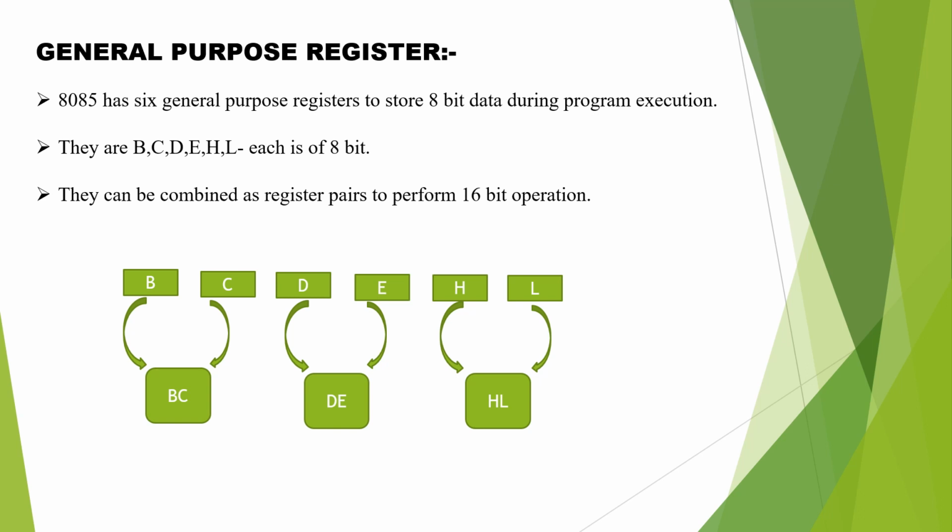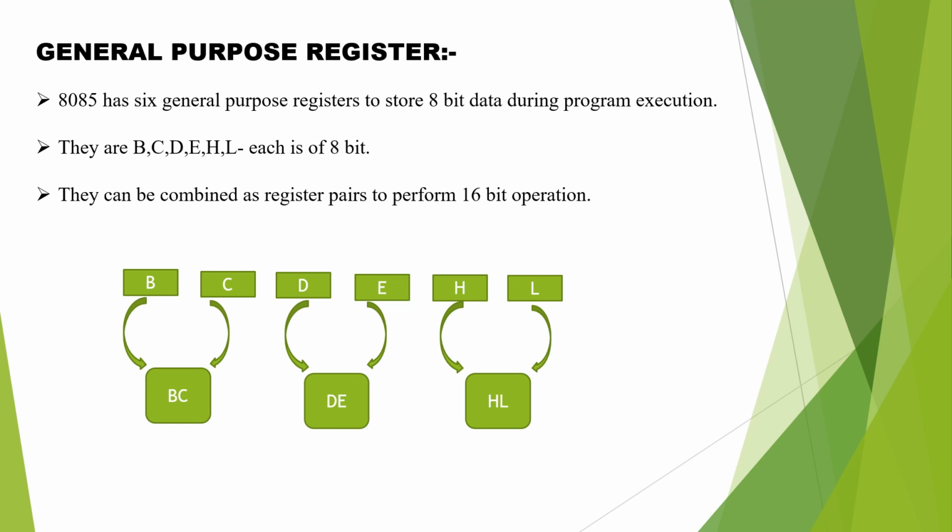So we have here 6 general purpose registers B, C, D, E, H and L to perform 8-bit operations. In order to perform 16-bit operations, we pair up the registers as BC, DE and HL. Keep in mind the pairing cannot be changed. It will be as it is.